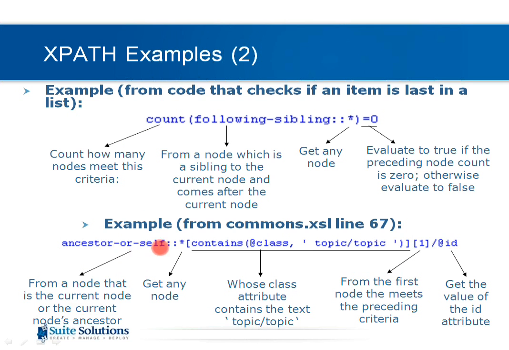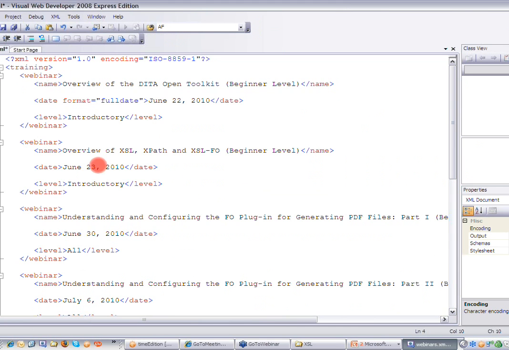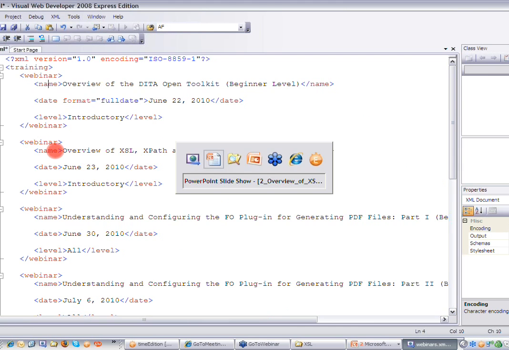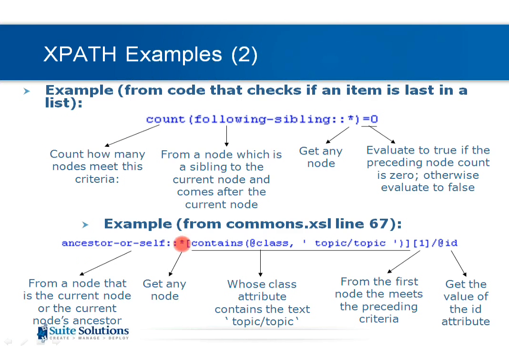So let's say I'm in, I don't know, the name of the second webinar. It could be name, it could be webinar, it could be training, right? Myself, ancestor or self, myself or an ancestor of mine. So from any node in that axis, get any node that's the star, whose class attribute contains the text topic.